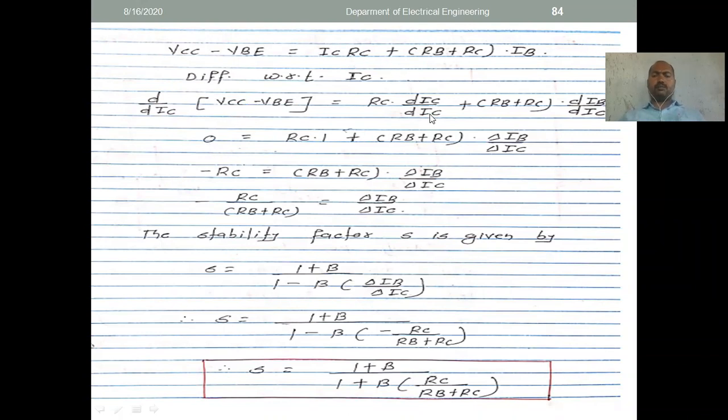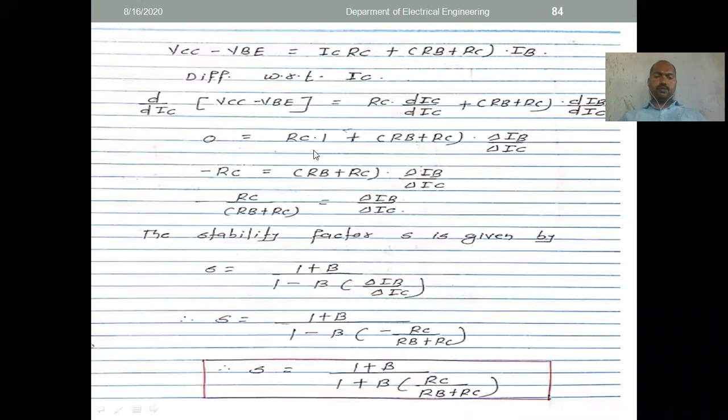Then IC into DIC by DIC, it is 1. DIC by DIC indicates that 1. So 0 equal to RC into 1 plus RB plus RC into DIB by DIC. It is as it is. So your equation is 0, which is equal to RC into 1 plus RB plus RC into DIB by DIC. This is the thing, right?